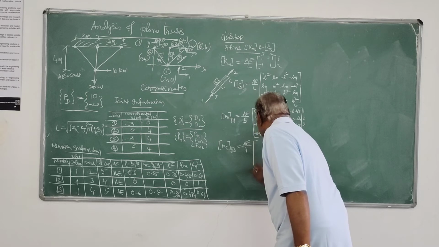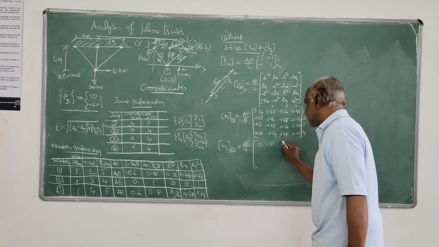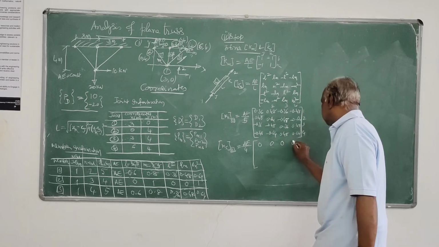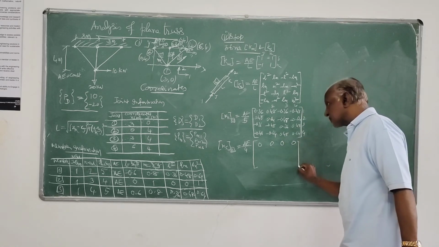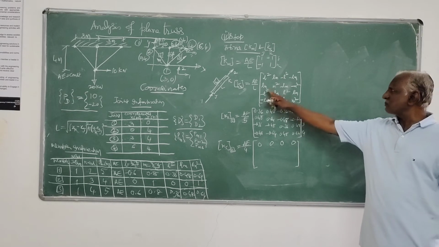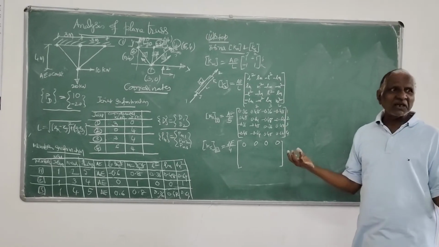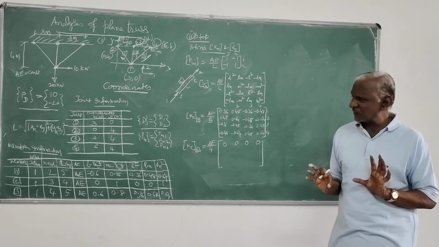Length is 4. L squared is 0. LM 0. Minus L squared 0. All are 0. So 1 minus M square. Minus M square 1. That is M square. Where is M squared? No, there is no M squared in the first row. All are 0. That carefully you have to substitute.